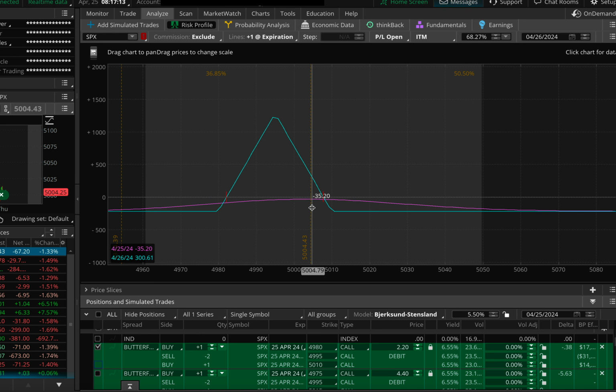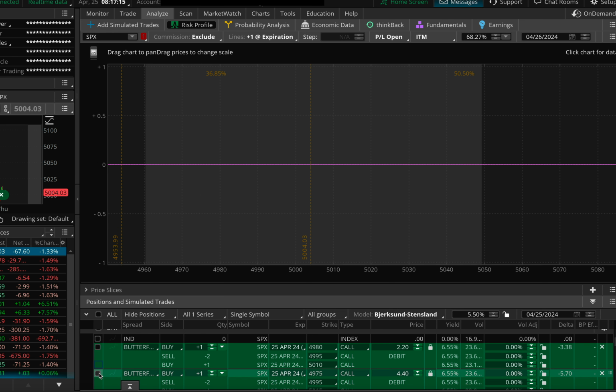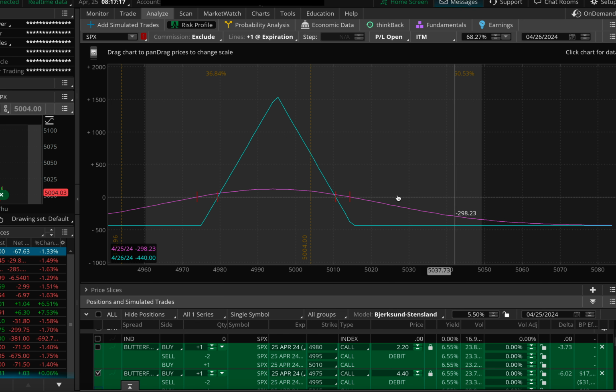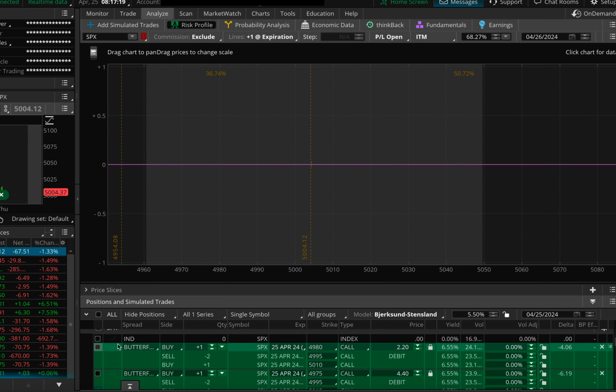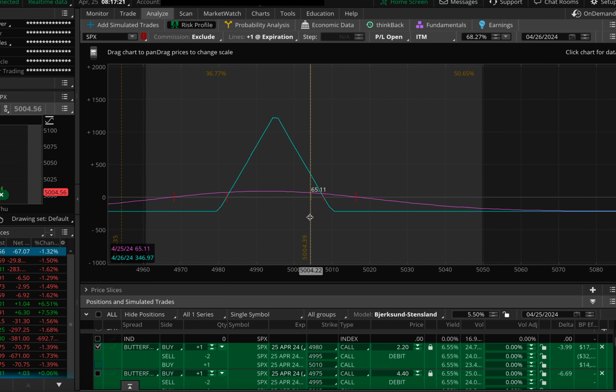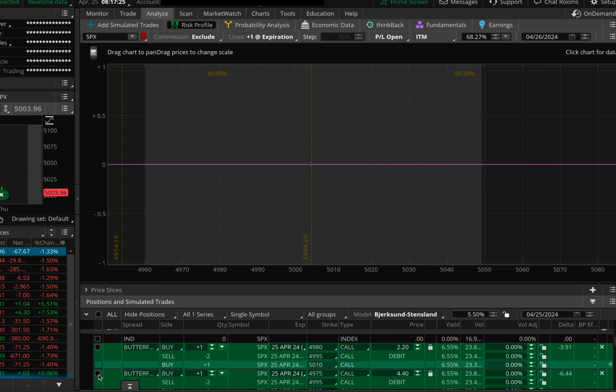It's just jumping all over the place. The first one, this one would have been a winner. If we had an automatic profit taking order in, this would have gotten triggered at 50.